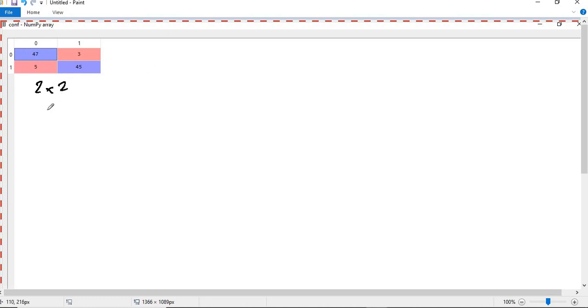The terms we are supposed to calculate are true positive rate, true negative rate, false positive rate and false negative rate. Now this is our 2 by 2 confusion matrix. So this is 0 and 0, and this is 1, and this is my true positive, true negative.